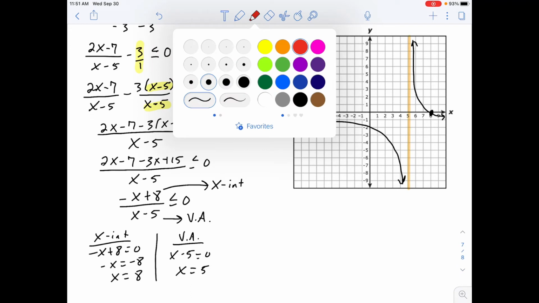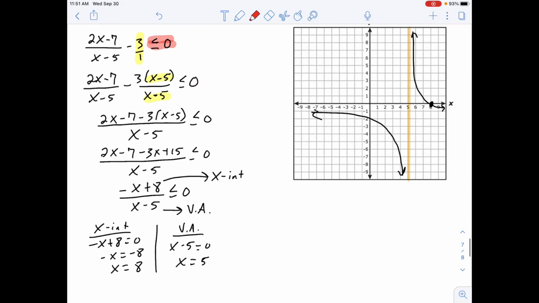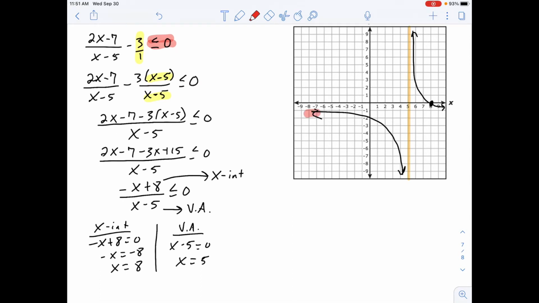So we want less than or equal to 0. Well, that means that we want below the x-axis. So where is the graph below the x-axis? Well, that's going to happen here. And then it actually happens here. So you've got to be careful. If you have this intercept at 8, as you're coming back down, it's going to cross over the x-axis at 8 and keep going. So let's do a number line chart.